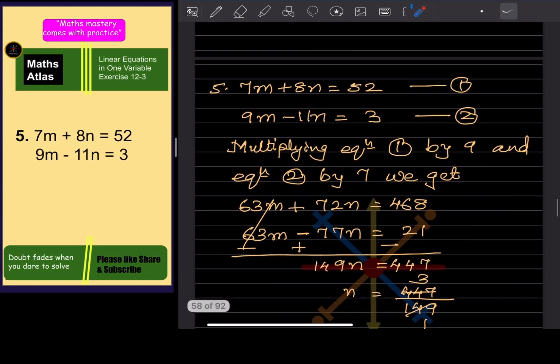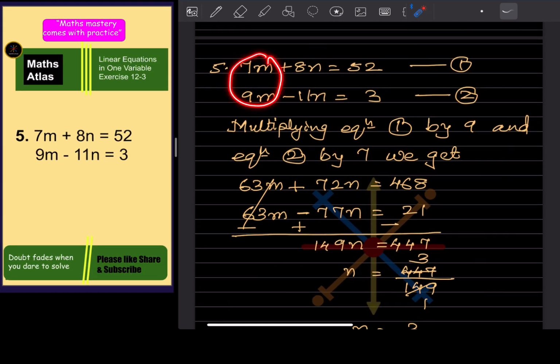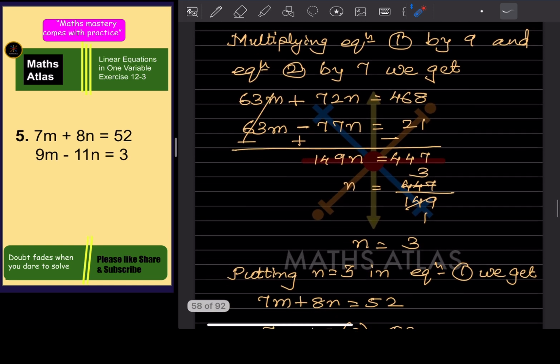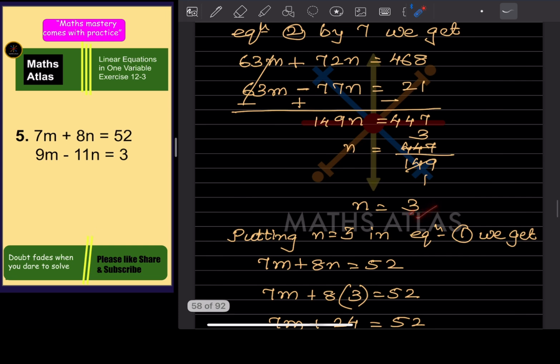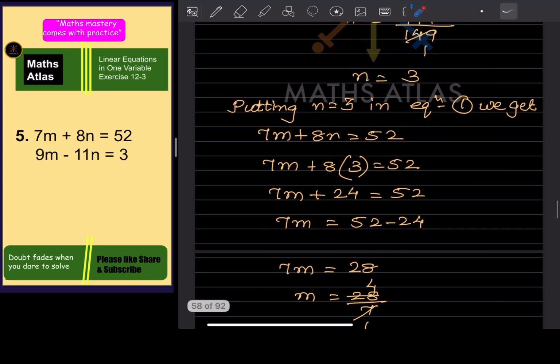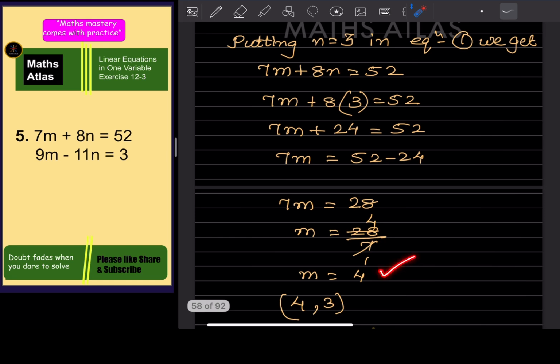Same here. You can see this should be multiplied by 9 and this should be multiplied by 7. So this is the equation. So we get the value of n as 3, putting n as 3 in equation number 1. So we get the value of m. So this is m and this is n. M is 4 and n is 3.